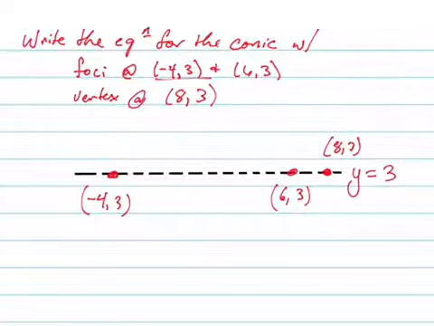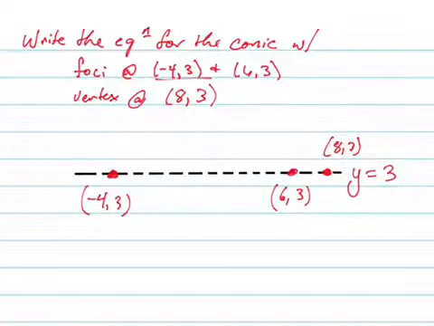Well, if that's a vertex, and these two are foci, what kind of shape do I have to have? Yeah, it's got to be an ellipse. It can't be a parabola because there's two foci. A parabola only has one focus and a directrix. It can't be a circle, and it can't be a hyperbola.